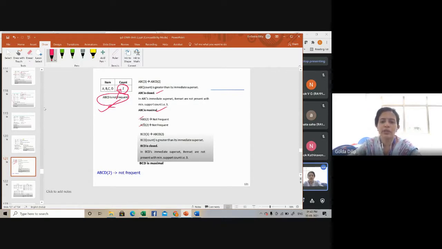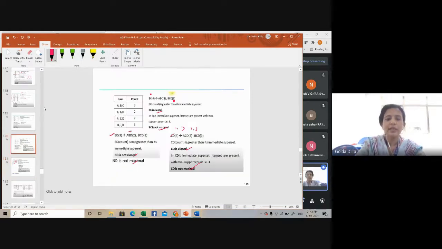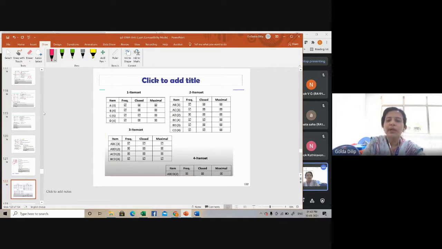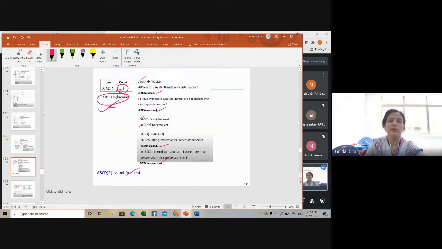If you take the 3 item sets you have generated previously, only 2 will satisfy. The others are not frequent. So BCD and ABC are the only 2 things which we have to see. ABC we have already seen, it is closed and maximal. BCD is closed and maximal. Then ABCD is not frequent. So with that we cannot move further. We had only 4 items.